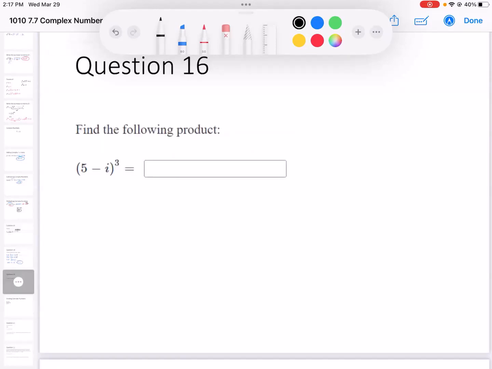So another one, just to give some context around this: if you're cubing a complex number, basically you're going to need to FOIL twice. So you do 5 minus i times 5 minus i times 5 minus i. You'd start off by FOILing just two of them, simplify it all down, and you're going to get some answer. Then you'll take that result and FOIL that with this. So I think we've done some polynomials like that, but not a ton. So I just wanted to make sure you guys know how to cube that.